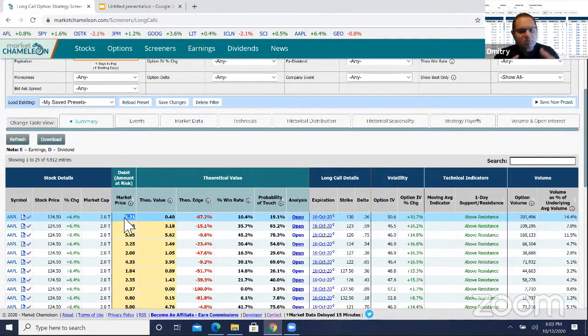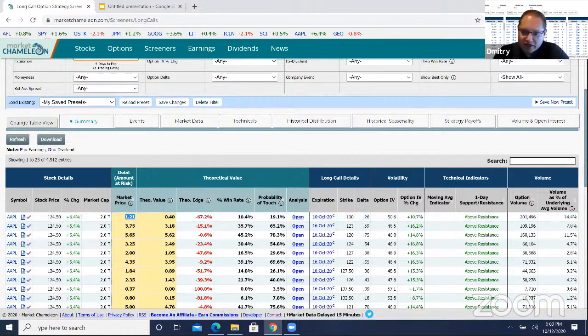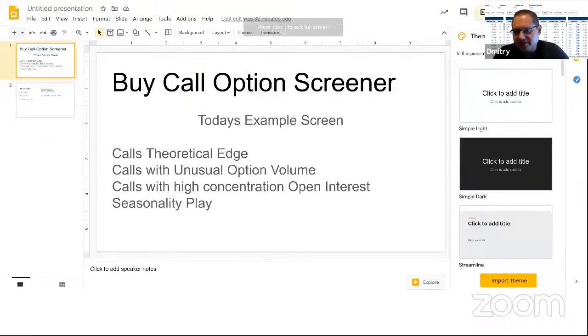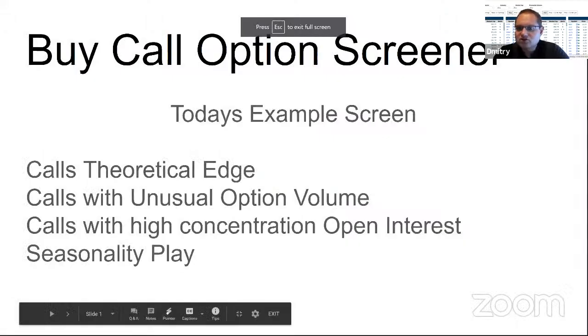Before we get into it, let me go really quickly over a few notes I made on what we want to cover today. Let me do this presentation really quickly. How do I do this? Present. All right, this is what we're going to cover today.